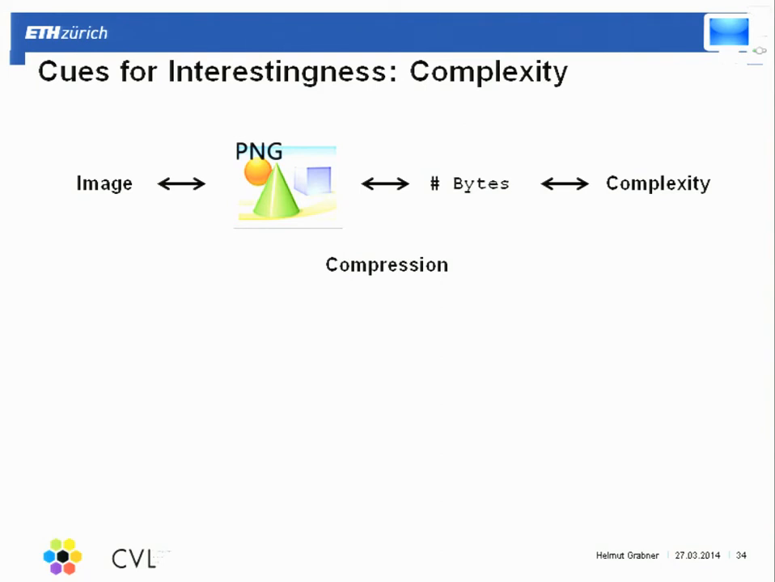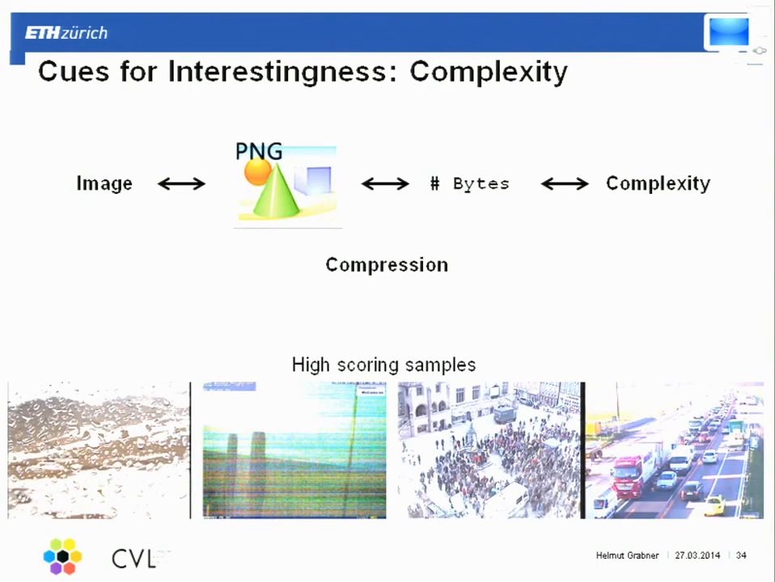So how well it can be compressed gives us some hints how interesting or how complex it is. And these are typically high-ranked images here. You have a lot of structures which can be compressed very much, like a traffic jam, some of those events, but also some kind of camera noise. So all these features are far away from being perfect, but it gives us some hints in this direction.